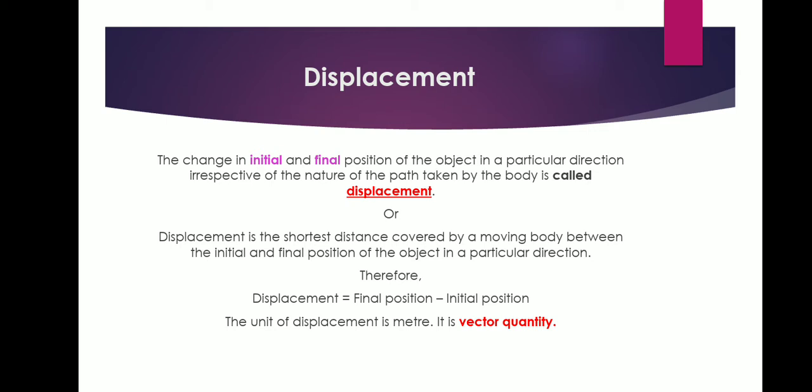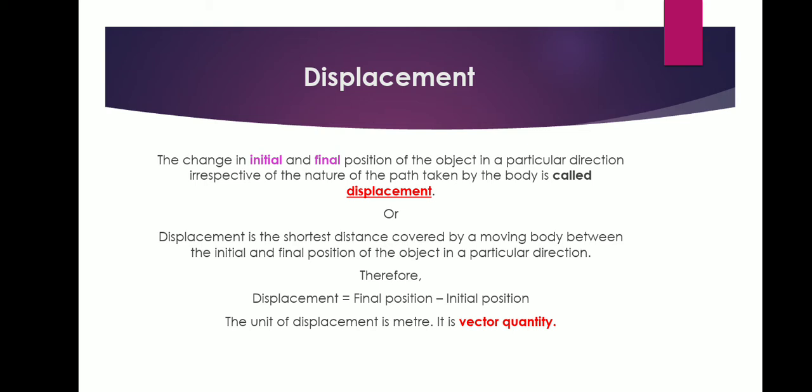Let's read the definition first. The change in initial and final positions of the object in a particular direction irrespective of the nature of the path taken by the body is called displacement, or displacement is the shortest distance covered by a moving body between the initial and final position of the object in a particular direction. Therefore, displacement is equal to final position minus initial position.